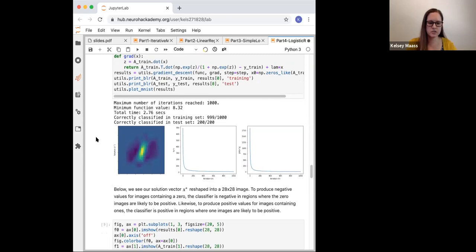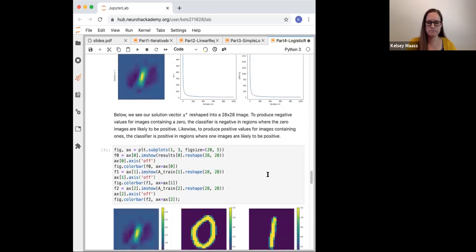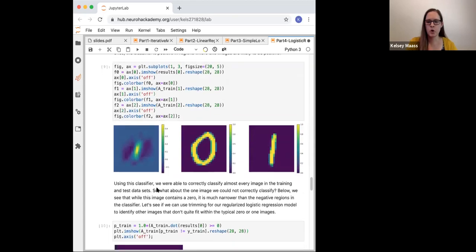So here we solve it just with standard gradient descent. This is what our classifier looks like, reshaped as an image. And we can see our convergence here. So our classifier is interpretable in this case because we can see that it ends up being negative in regions where the zeros are positive, so that the inner product between the two is negative. And then it's positive in regions where the 1 is positive, so their inner product is positive. So that's pretty cool.